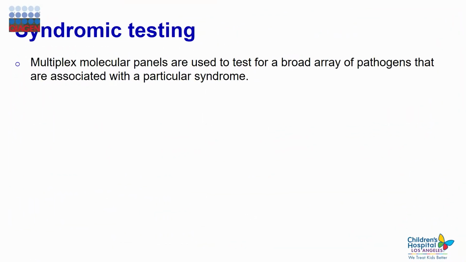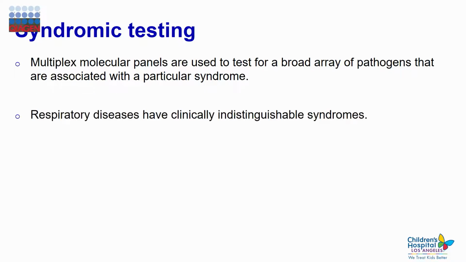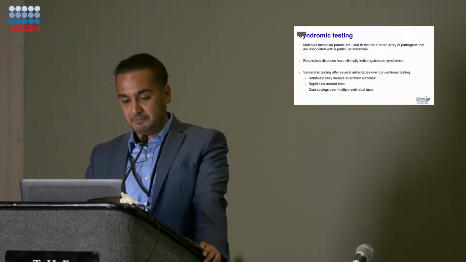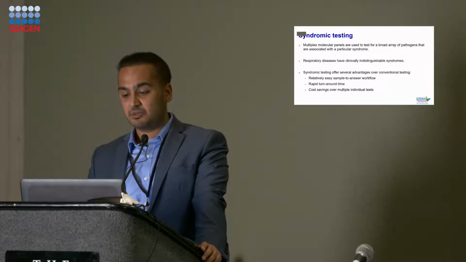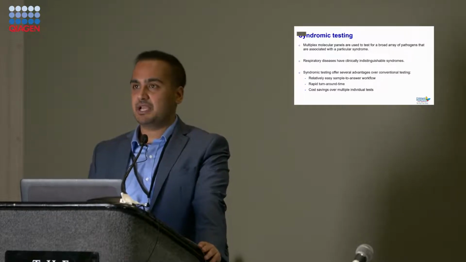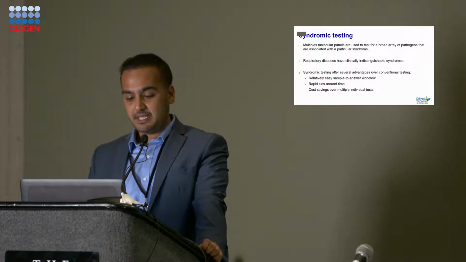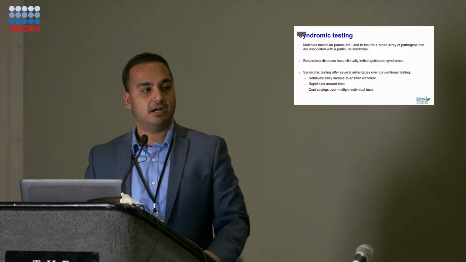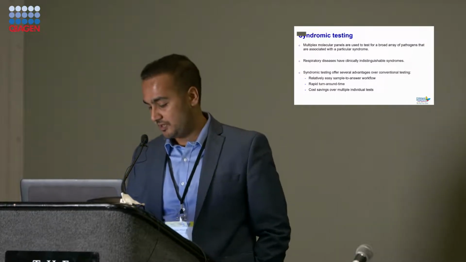So how does syndromic testing help with management of these upper respiratory tract infections? Syndromic testing often involves multiplex molecular PCR panels that test for a broad array of pathogens that are associated with a particular syndrome. And that's particularly useful because the syndromes that are associated with respiratory diseases are indistinguishable. Syndromic testing has several advantages over conventional testing. Most of these panels have a very easy sample-to-answer workflow. They have a rapid turnaround time. And in the long term, they can even contribute to cost savings for the lab.